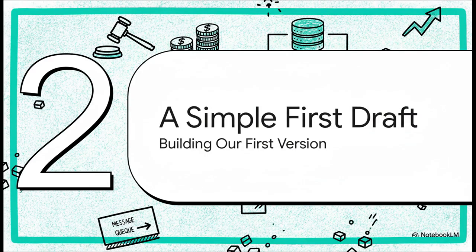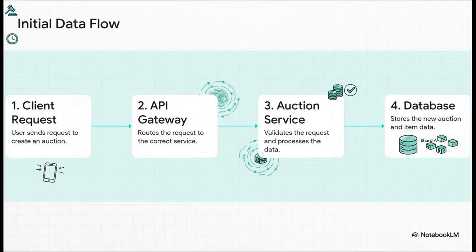Okay, so you gotta start somewhere, right? We're gonna build a really simple first draft that just handles those basic functions. This will give us a foundation, something we can build on as we start to tackle those much tougher requirements. So the flow for just creating an auction is pretty standard stuff. A user on their phone or computer, that's the client, sends a request. An API gateway, which is like the front door to our whole system, routes that request to a dedicated auction service. That service checks the data to make sure it's valid and then saves it into a database. Simple, clean, a great starting point.